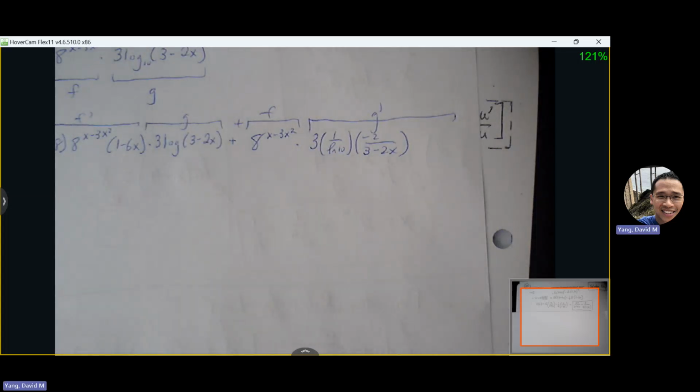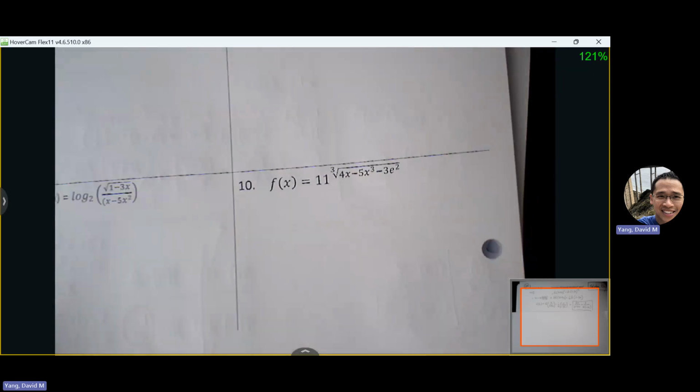The rest of page 1 should feel pretty familiar. Expand, and then find the derivative. Or if you can't expand, then you want to explore: is there a product rule that I need to apply? Let's go to page 2. Same process. 7 through 10 should all be similar to the worksheet that we just did. Let's look at number 11.